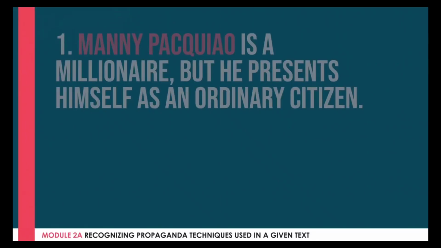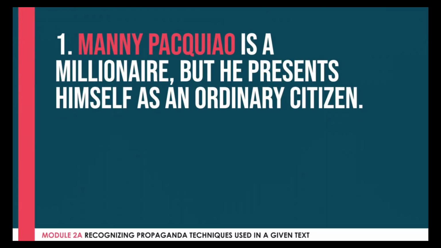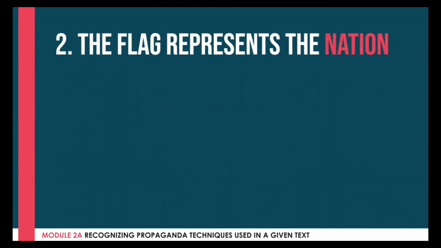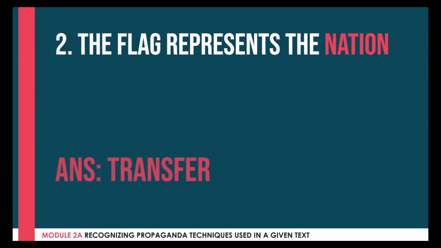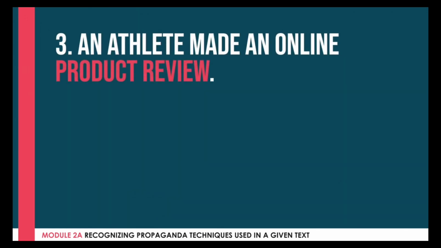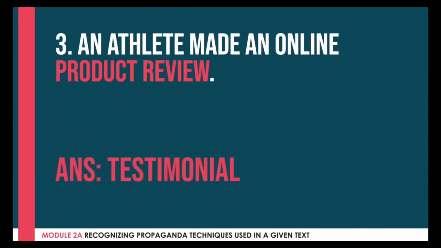Number 1. Manny Pacquiao is a millionaire, but he presents himself as an ordinary citizen. The answer is plain false. Number 2. The flag represents the nation. The correct answer is transfer. Number 3. An athlete made an online product review. This is a testimonial.